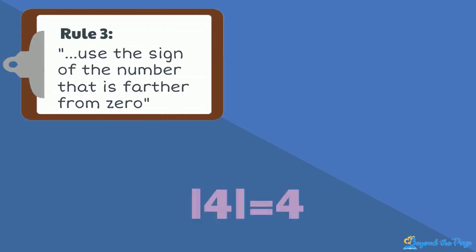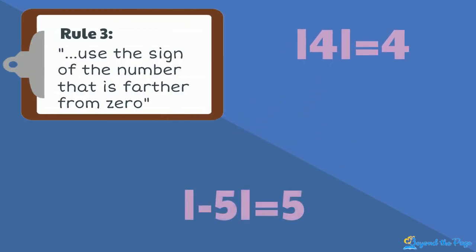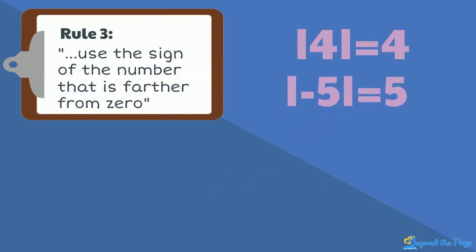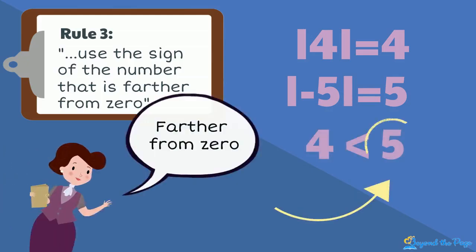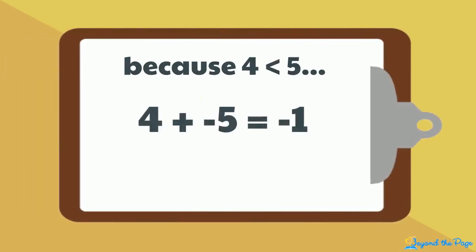The absolute value of 4 is 4 because it is 4 units away from 0. The absolute value of -5 is 5 because it is 5 units away from 0. Using inequality symbols, you show that 4 is less than 5, meaning that 5 is farther away from 0. Thus, the negative sign of the 5 in the original problem, 4 plus -5, is assigned to the answer, -1.